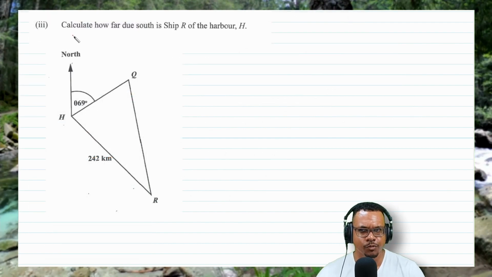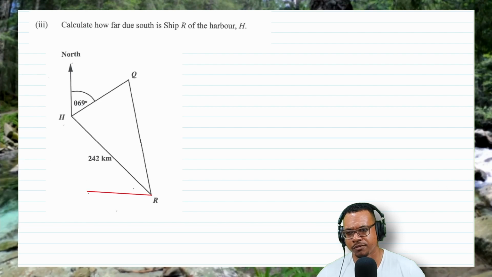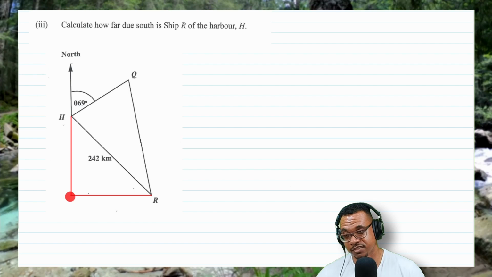So moving on to part 3, we want to calculate how far due south is ship R from the harbor H. So this is the harbor H and this is ship R. Now let's say how far due south. So I'm just going to draw a straight line across from R like this, and I'm going to bring a line straight down like this to touch. Let's erase this excess piece here. If going up is north, then going straight down would be south. So this is a north line going up the page, and going down the page, this is a south line.